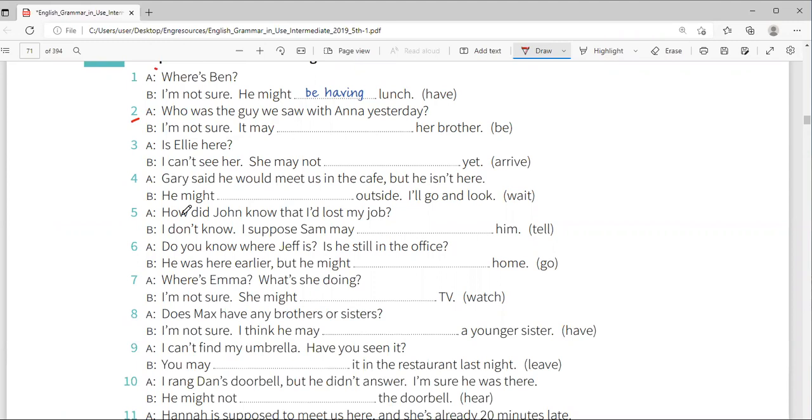Yes, teacher. And who was the guy we saw with Anna yesterday? I am not sure. He may be. Oh, yeah, sorry. It may be her brother. No. It may have been her brother. Yes, because it's yesterday, isn't it? Yes. It may have been her brother.